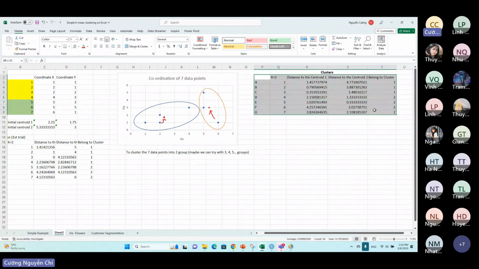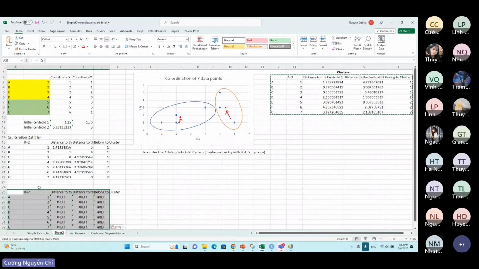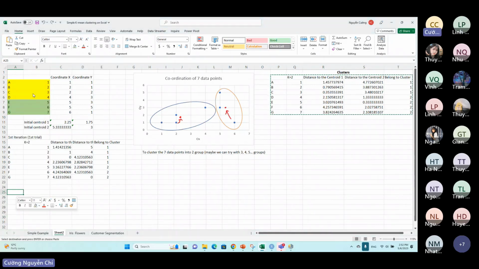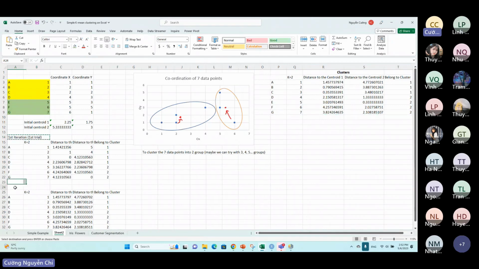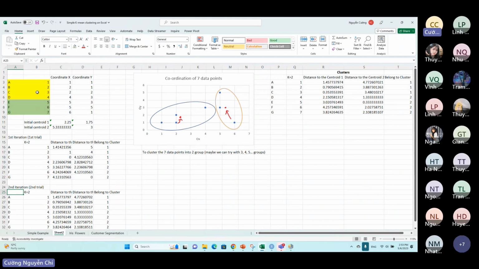Let's just copy it for the second iteration. Oh, sorry. Paste special. And this will be called the second iteration. This means the second time of the 12. Second iteration. Okay? And you can see that now the data is like ABC belong to the first group, D, E, F, G belong to the second group. It changed. Can you see it?